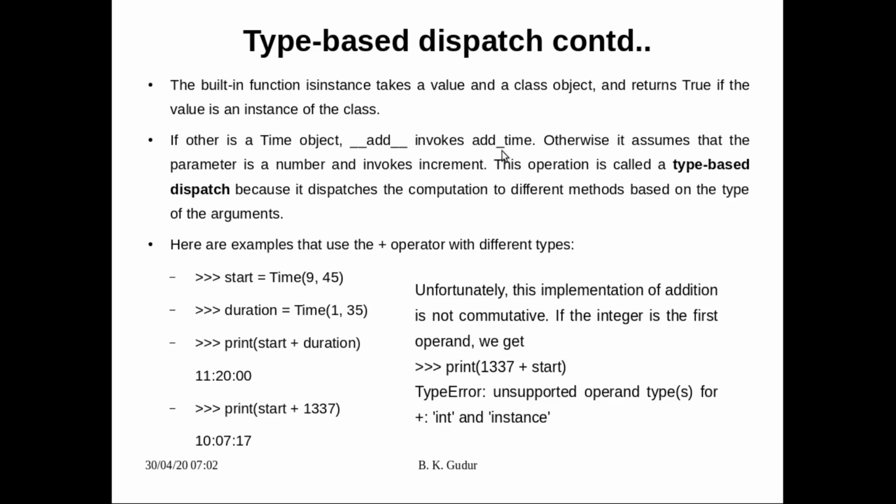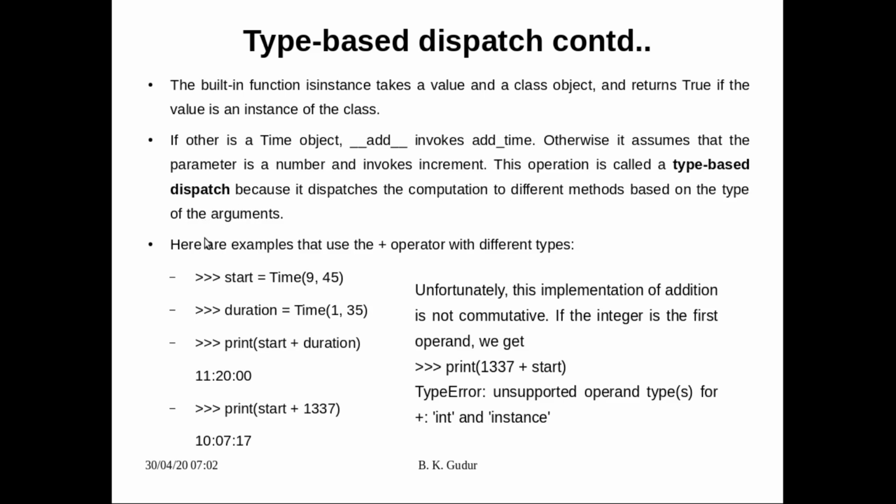Right, so here the built-in function isinstance takes a value and a class object and returns true if the value is an instance of the class, otherwise it will obviously return false. If other is a time object, __add__ invokes add_time, otherwise it assumes that the parameter is a number and invokes increment. This operation is called type-based dispatch because it dispatches the computation to different methods based on the type of the arguments.